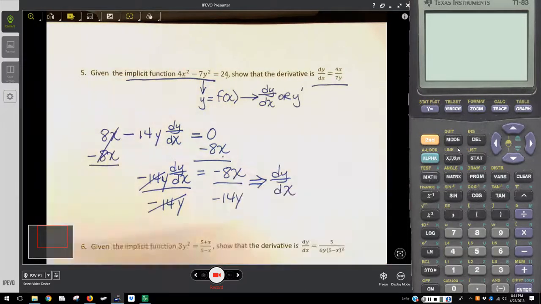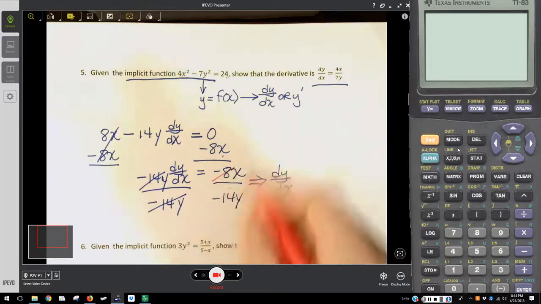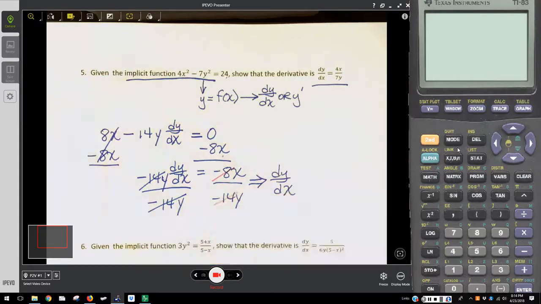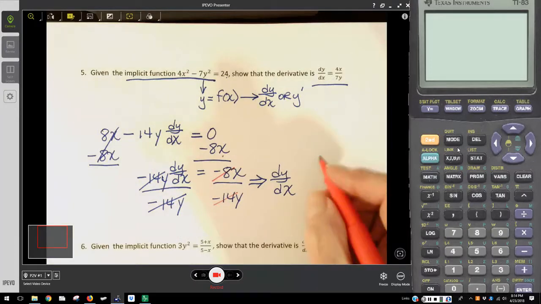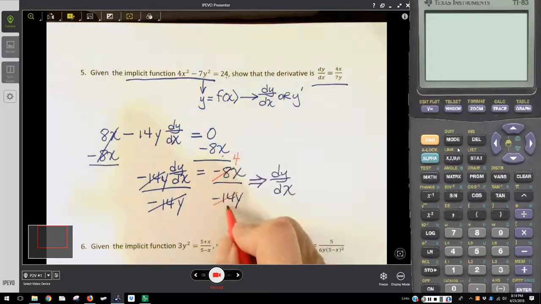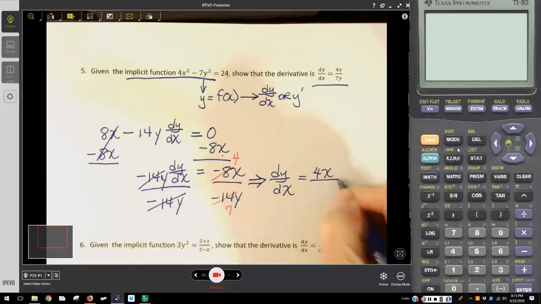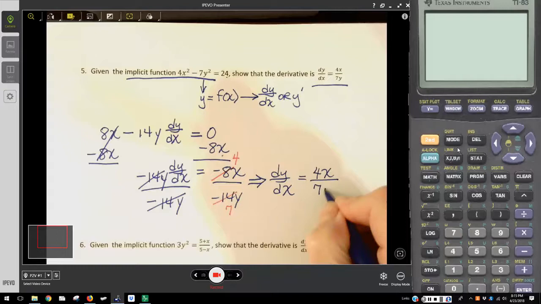And because 2 will divide into both, actually negative 2 will divide into both negative 8 and negative 14. Negative 8 divided by negative 2 is positive 4. And negative 14 divided by negative 2 is positive 7. Then we have now verified that the derivative is 4x divided by 7y, which was what we were supposed to do.